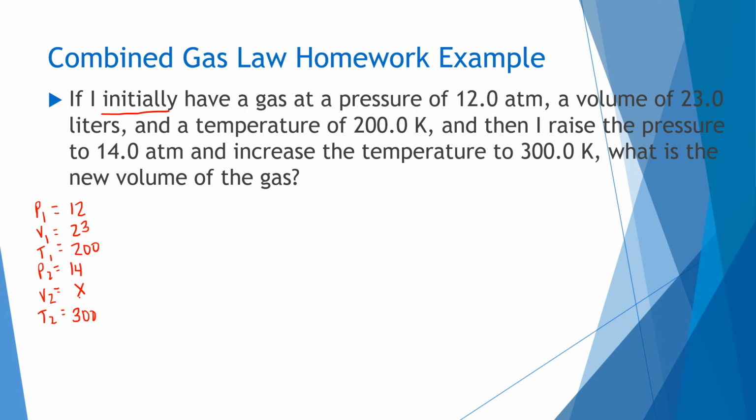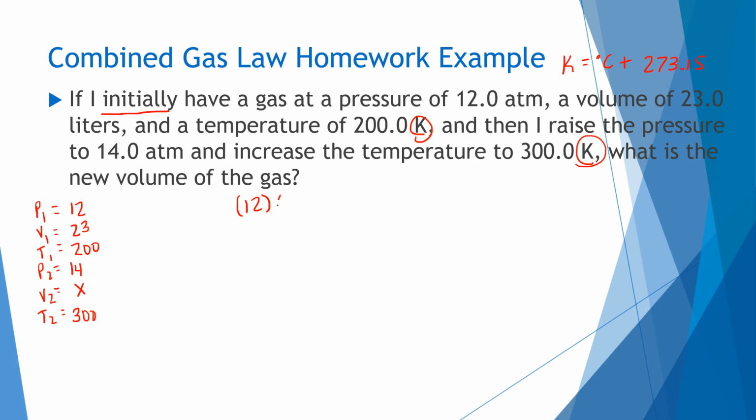Now, before you continue, always check that your temperature is in Kelvin. Because my temperature is already in Kelvin, I do not need to change it, but if you did, don't forget that Kelvin equals degrees Celsius plus 273.15. So if these were in Celsius, you would have to add 273.15 in order to get them into Kelvin.